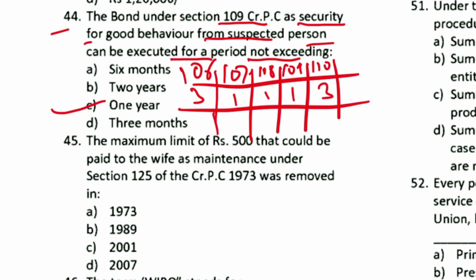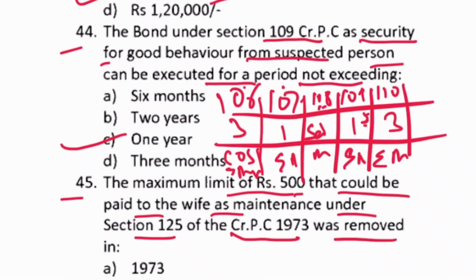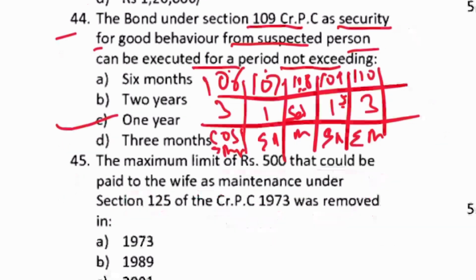And who can give? In 106, Court of Session, Judicial Magistrate First Class and all EM, Executive Magistrate. 106 is on conviction in other cases. 108 in seditious matter. 109 in suspected person and 110 is for habitual offenders. So this is a small chart. Whenever you are going in an exam, just write this chart on the rough paper or rough space in the exam paper so that you would not forget it at the time of solving the questions.